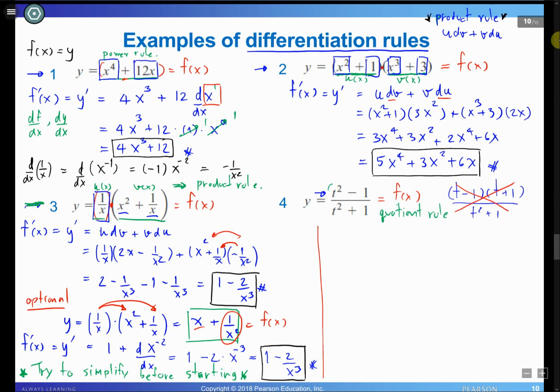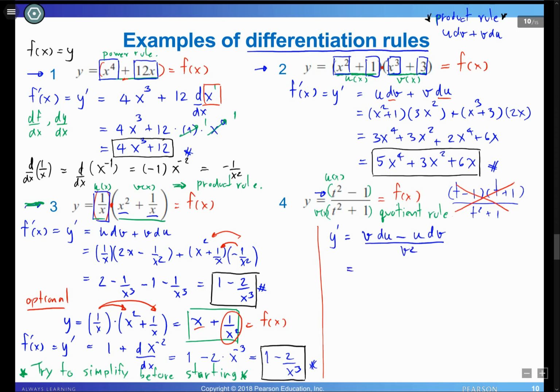Alright, quotient rule. Let's name the numerator u of x, the first group, and down here v of x. And we want to find y prime equal to f prime of x. Quotient rule: down times diff up minus up times diff down, divided by down squared. So v du minus u dv divided by v squared. So we have to find all these terms. There is no way around this.